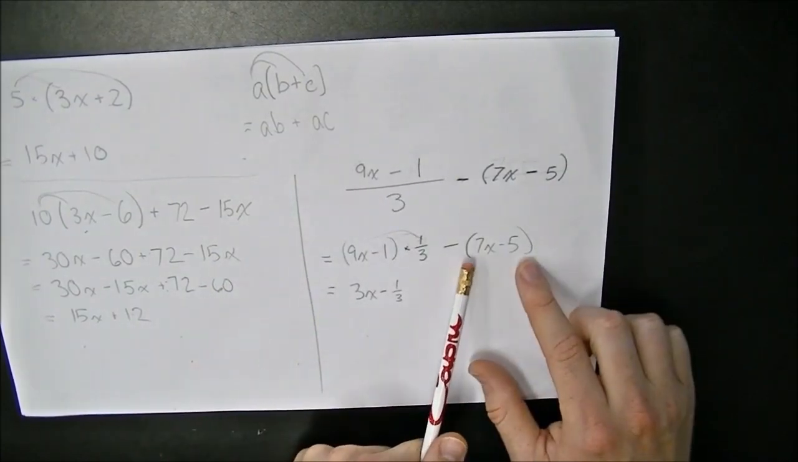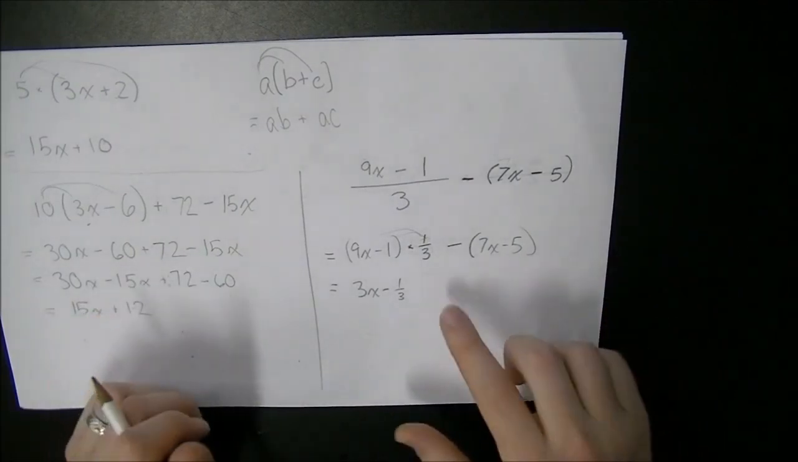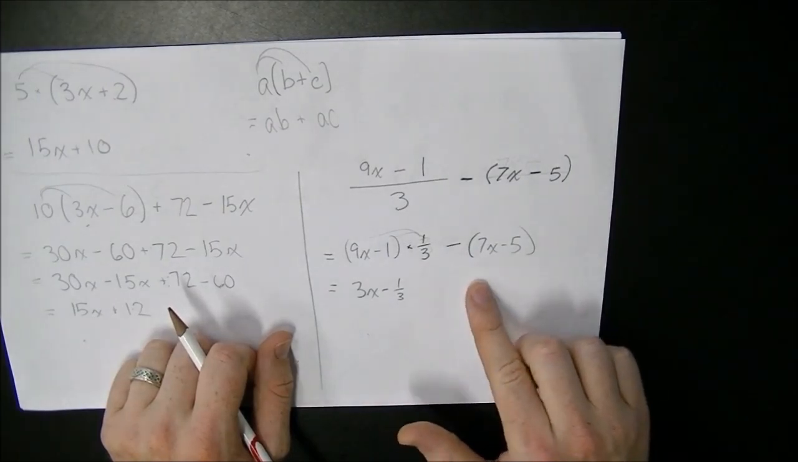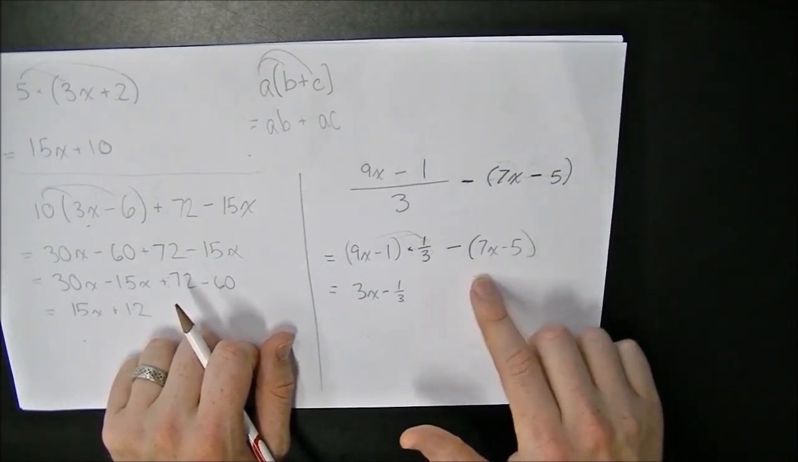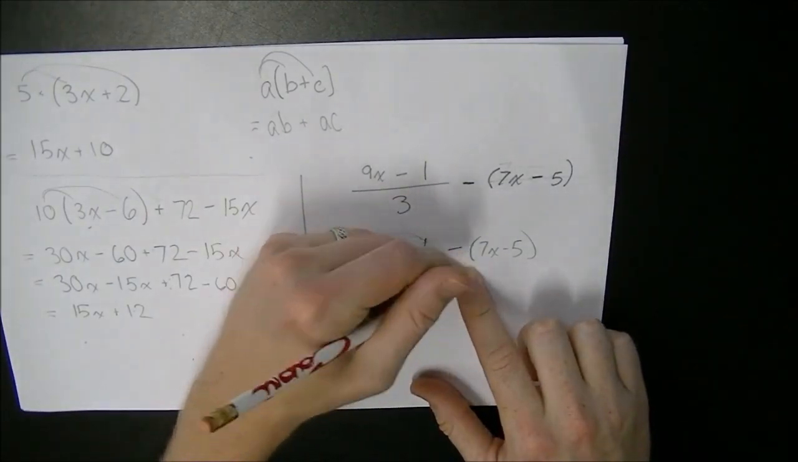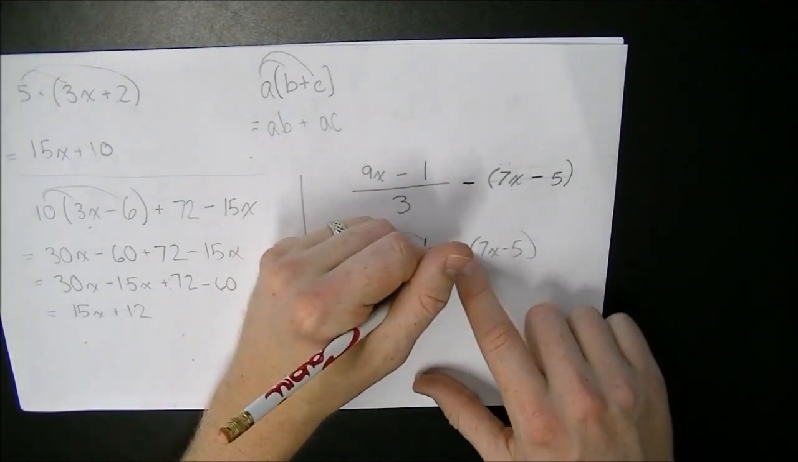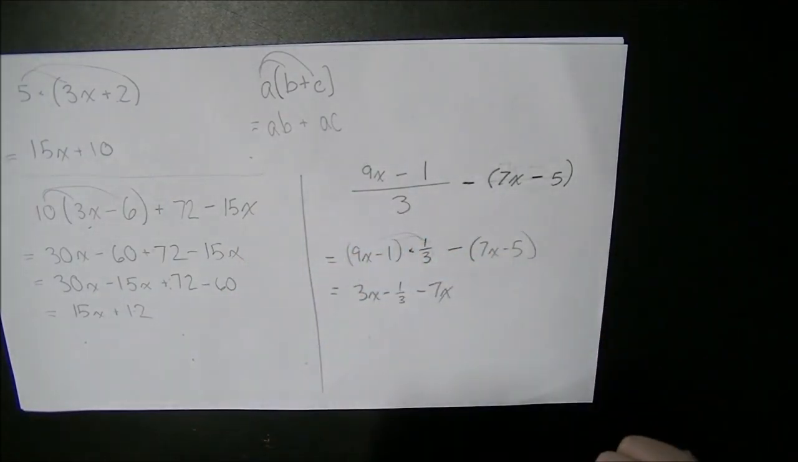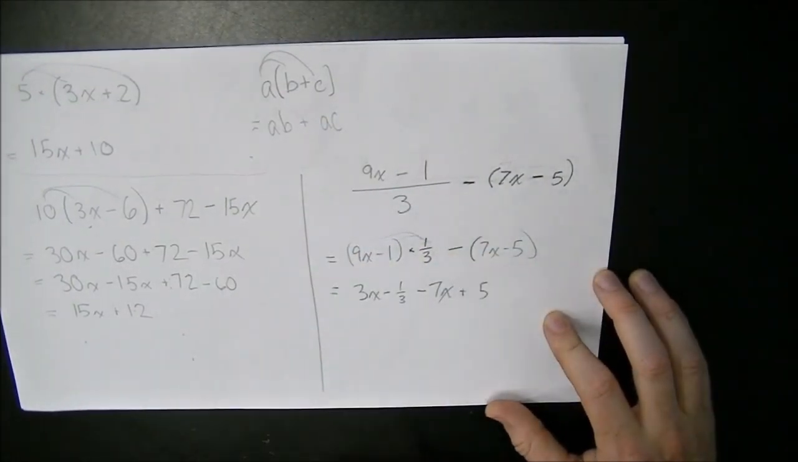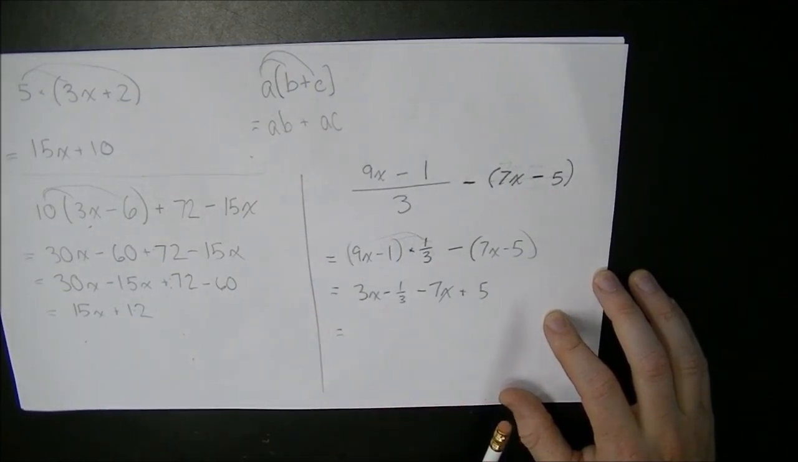Now over here, I'm going to treat this negative like it's a -1, and I'm going to multiply it through, because this is really adding the negative of this, so adding -1 of this. What this turns into is negative 7x, and then minus 5. Minus 5 is plus 5. So what I end up with is 3x minus 7x.